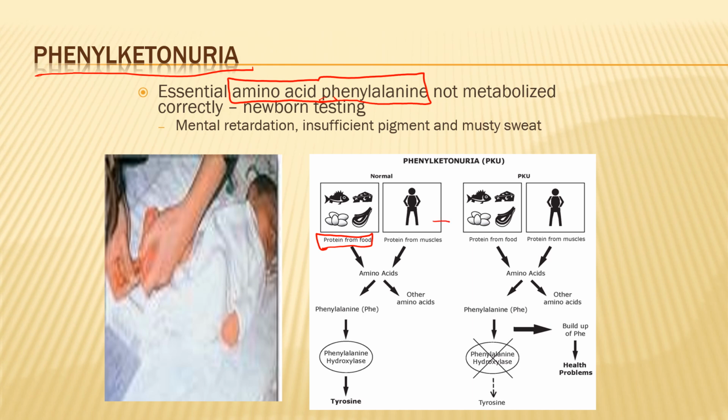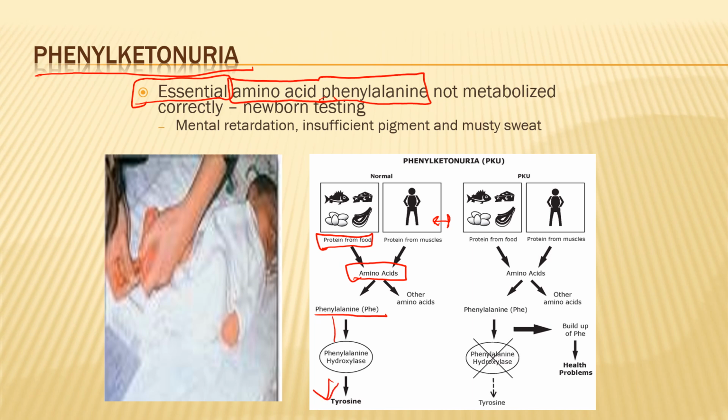Also, if you're breaking down body proteins, but that's not normally the way you would get your phenylalanine. You can break down the protein that you eat. You get amino acids. One of those amino acids is phenylalanine. Phenylalanine is what's called an essential amino acid, which means we have to eat it. We can't make it ourselves. So you have to eat phenylalanine, and you use it to make your body proteins.